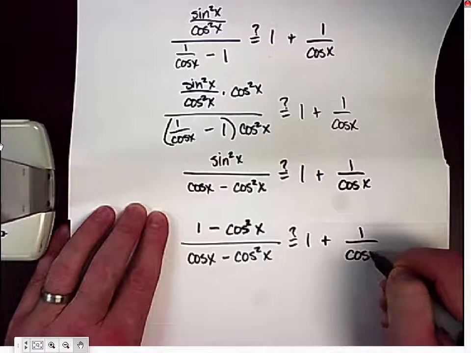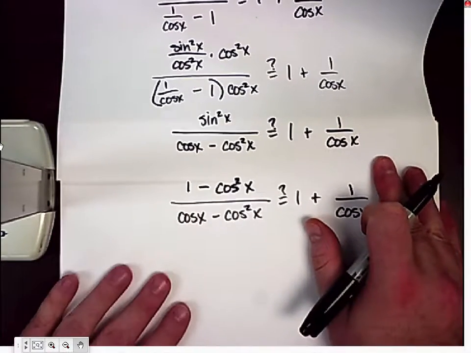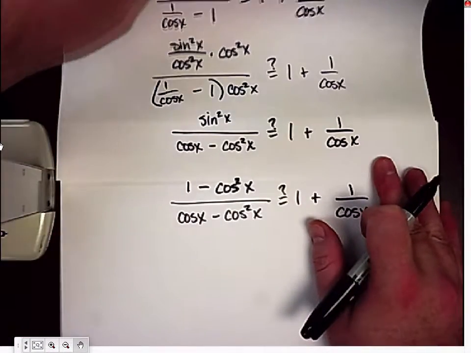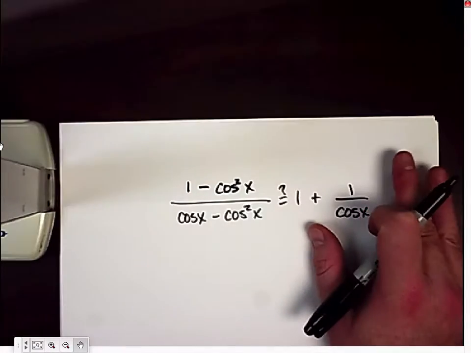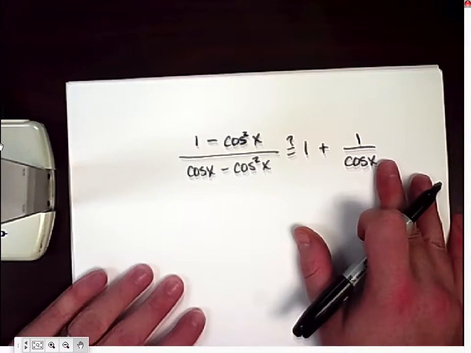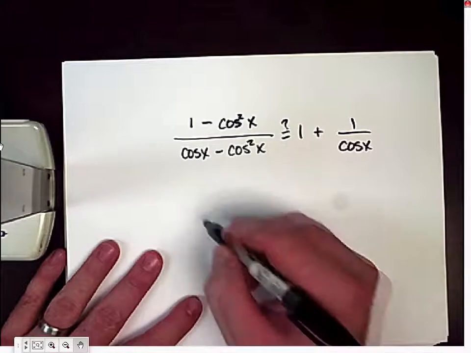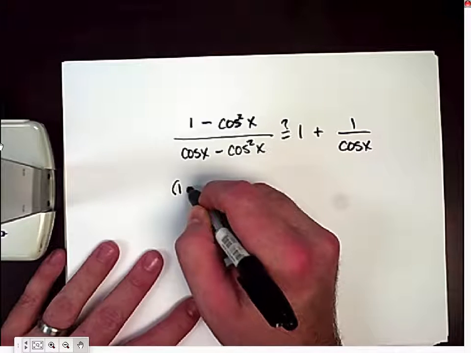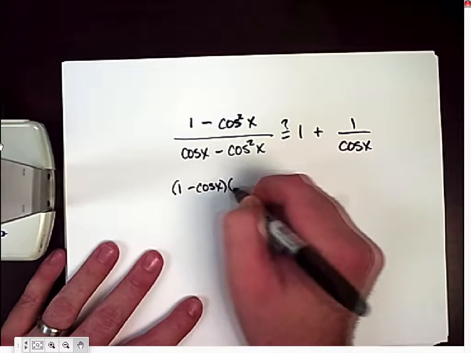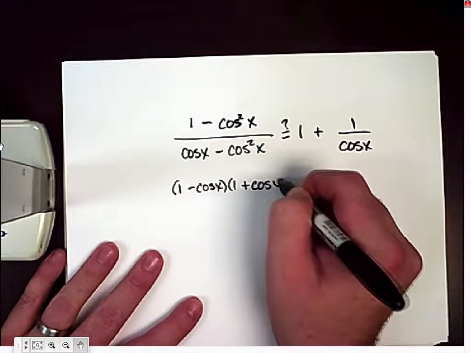I feel like I kept going. No, you're fine. Hey, there is no kindergartner that can do this. Okay? So the top is the difference of two squares. So that's 1 minus cosine x times 1 plus cosine x.